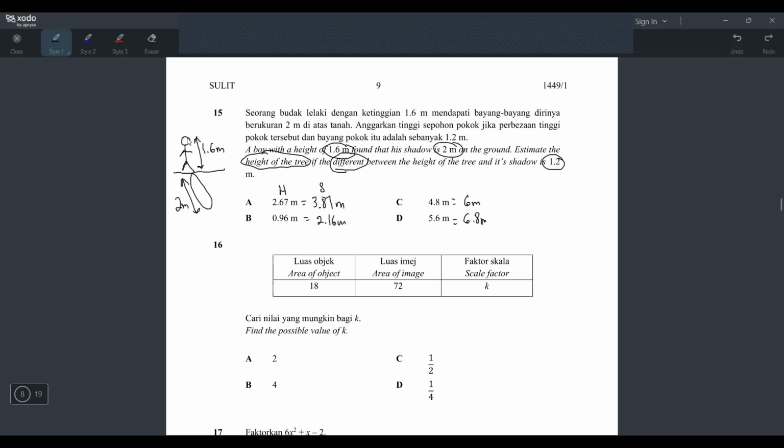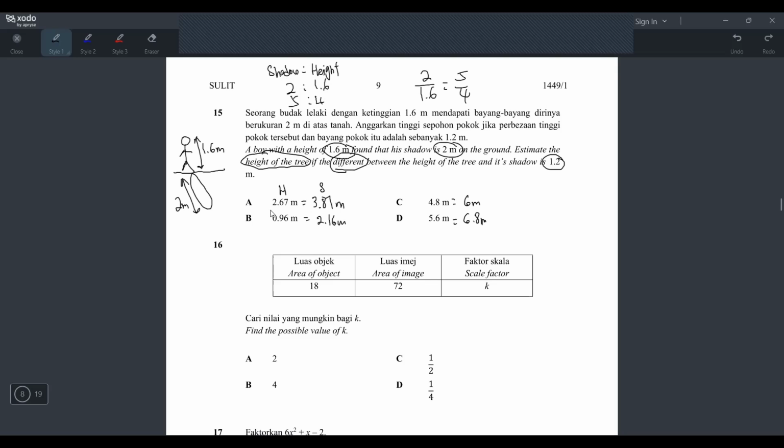So let's find out the ratio of the boy's shadow to the real height of the boy. The shadow is 2 meter, but the height is 1.6. So the ratio is how much? 2 ratio 1.6 is the same as saying 2 divide 1.6, because ratio is like a fraction. So let's press this and see what we get. 2 divide 1.6, I get 5/4. It means the ratio of shadow to height is 5/4.